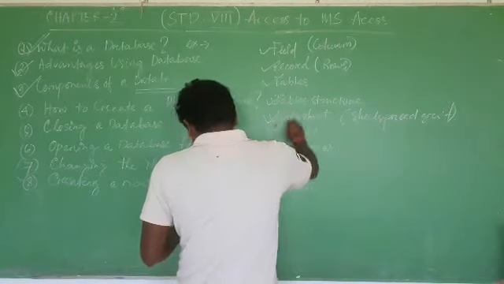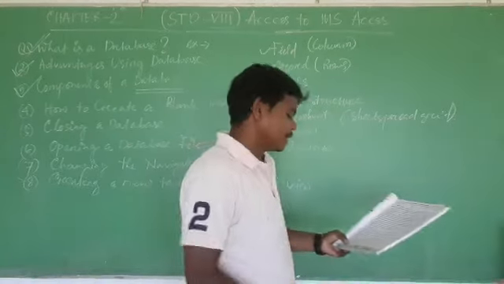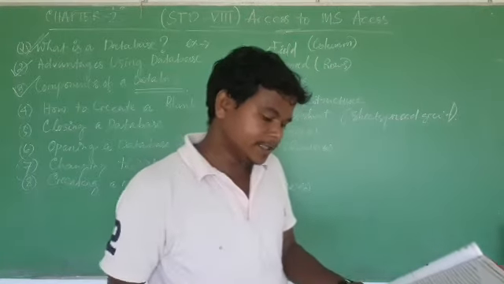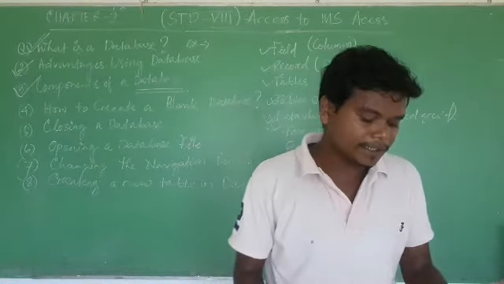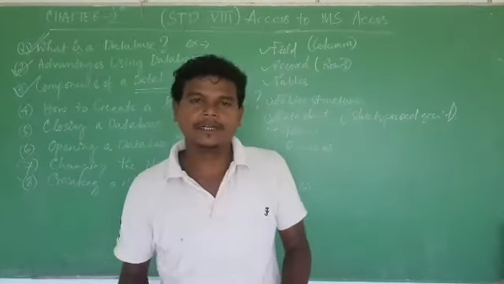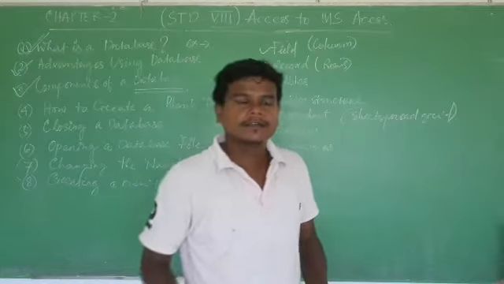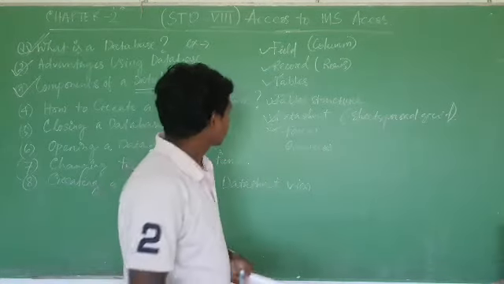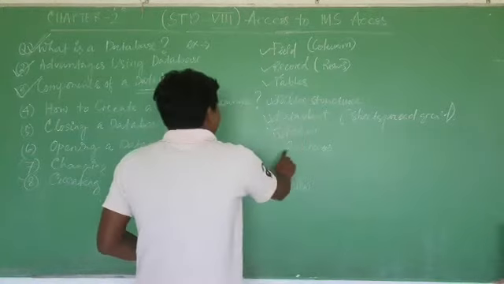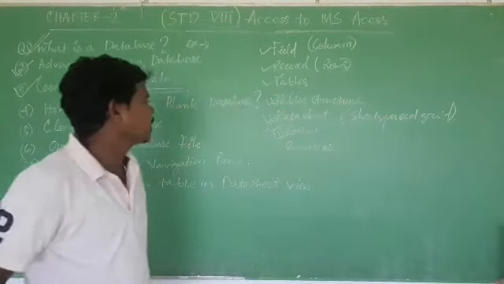Next one is form. Forms are similar to a form containing fields, where you can create entries in the data table and use it to make the data entry convenient. Okay, data entry you can use and make the data entry conveniently. That is form. And the last one of components of database is queries.